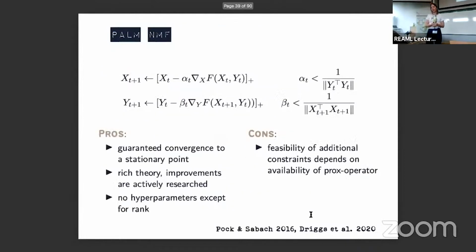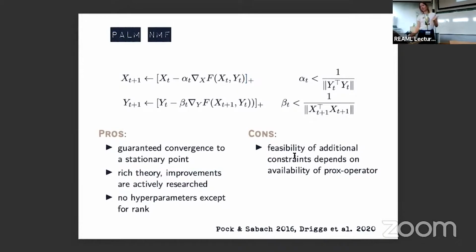Now for non-negative matrix factorization, this looks then as follows. So we have here our gradient step, and then we just prox it by projecting onto the non-negative realm. And the step size is also given as is denoted here. And then we have a guaranteed convergence to a stationary point. There is a rich theory, there are inertial methods, there are stochastic gradient descent methods. There's everything you like in optimization theory available. And we also have no hyperparameters except for the rank.